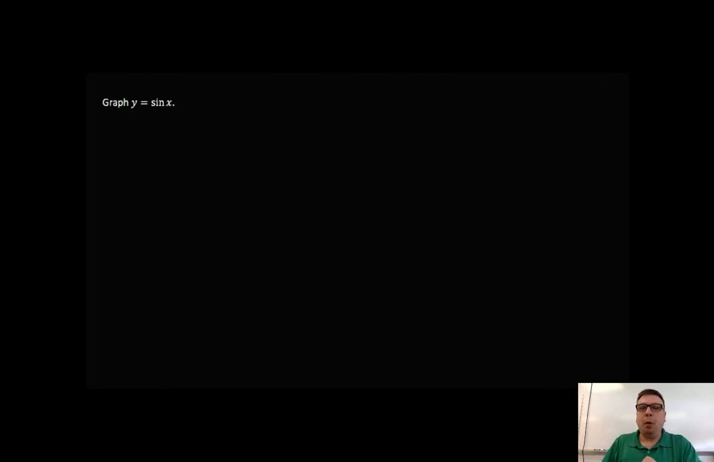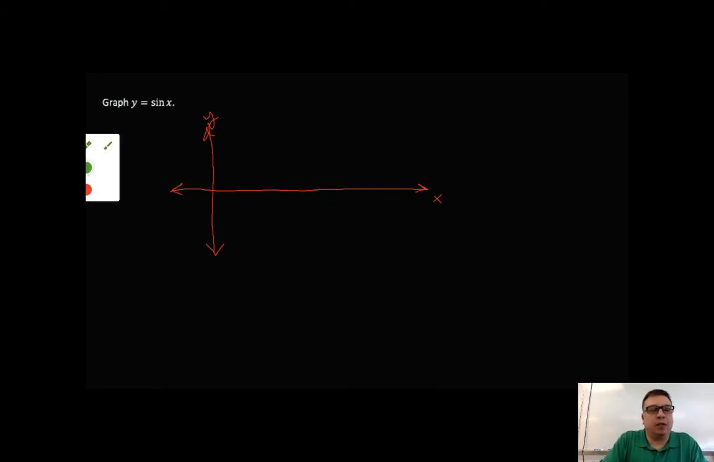But my advice when you graph any kind of trig function is that you make your graph first, okay? But do not put in the tick marks on the x-axis or the y-axis. So I'm going to graph, and I'm going to use a different color for the graph.